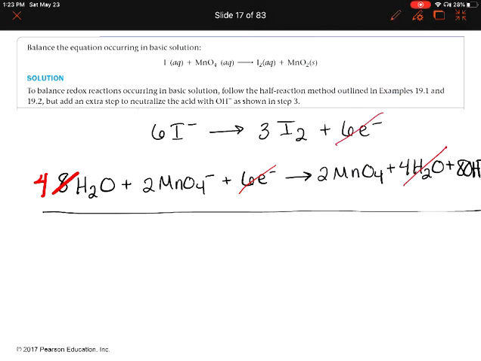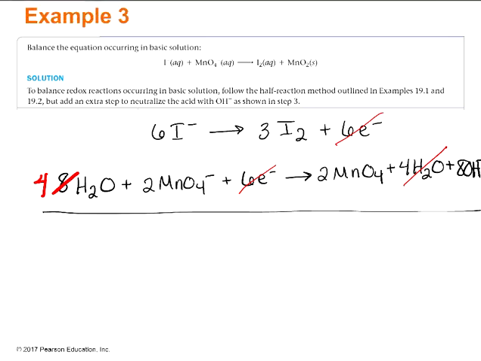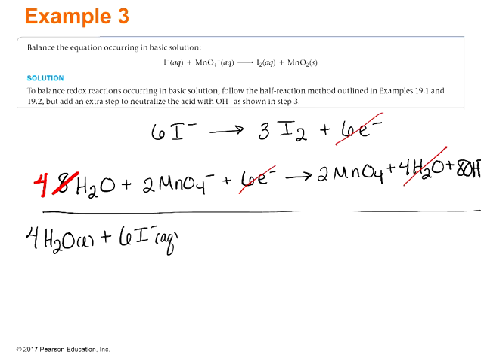All right, so sometimes there's multiple things we can cancel, but I do recommend waiting until this step to cancel things because you never know what you might need to balance before that. All right, so now what we have left over are 4 water molecules, which will be liquid, 6 iodide ions, which will be aqueous, 2 permanganate ions, which will be aqueous.